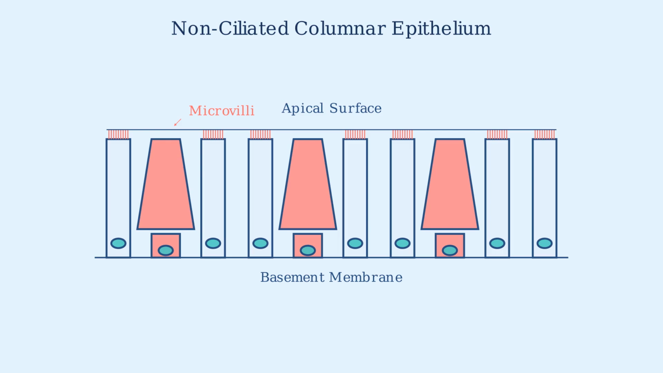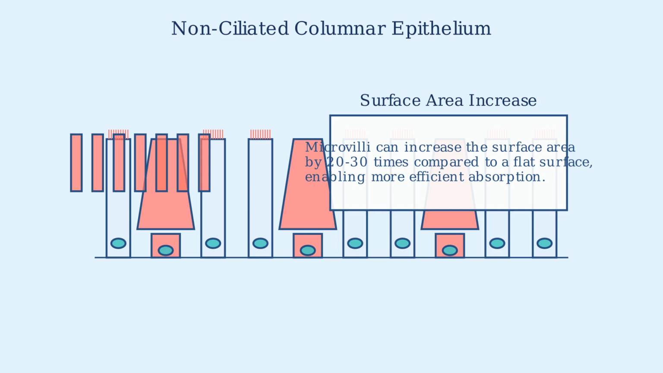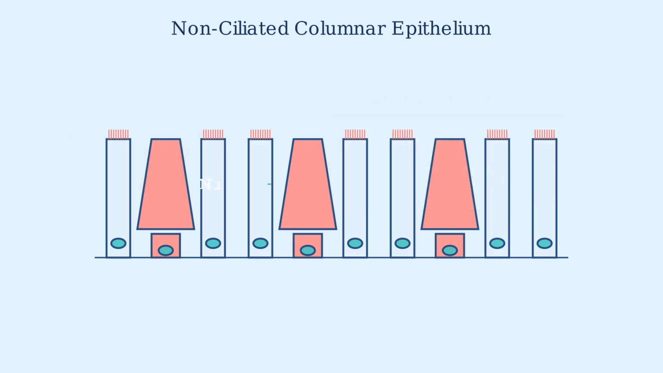A key feature of non-ciliated columnar epithelium is the presence of microvilli on this surface. Microvilli are tiny finger-like projections that dramatically increase the surface area available for absorption. The oval-shaped nucleus is typically located near the base of each columnar cell, while goblet cells produce and secrete mucus. This epithelial arrangement is perfectly suited for absorption and secretion in various organs of the body.